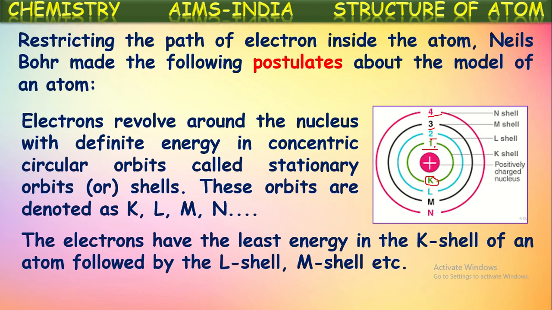See, the shell which is nearest to the nucleus, we call the first shell or K shell. The electrons present in this shell will have the least energy. And next L shell electrons, and then M and so on. This means as the distance between the nucleus and the orbit increases, the energy of the electrons present in those orbits gradually increases. Now we can say the electrons present in the first shell or K shell have the least energy.